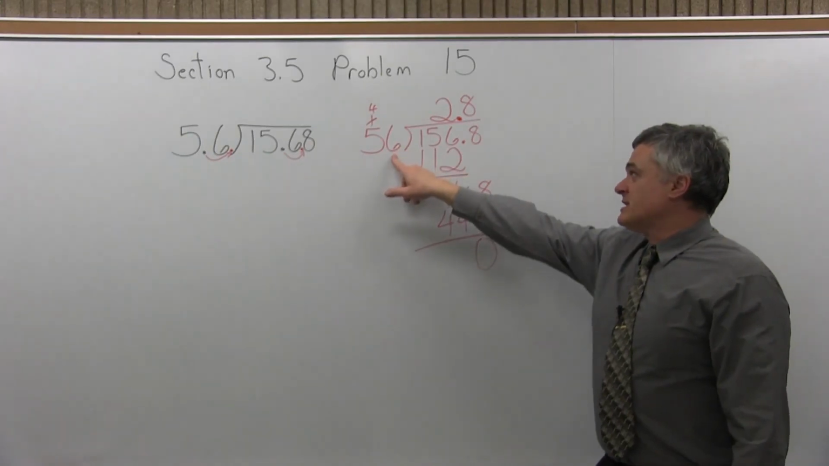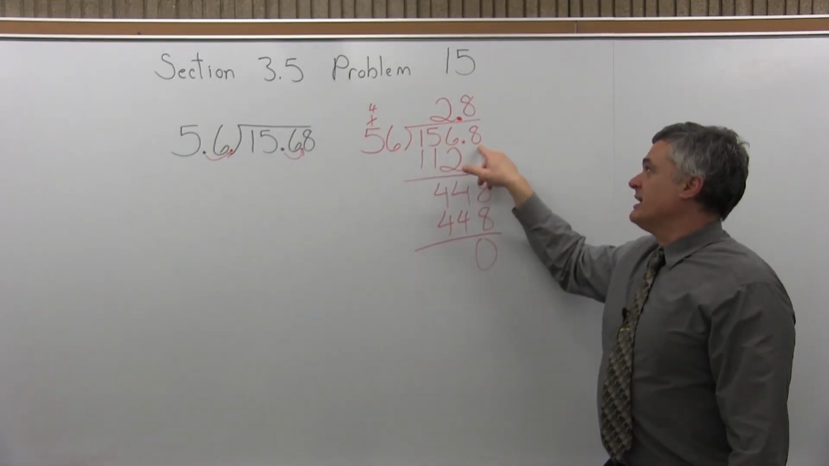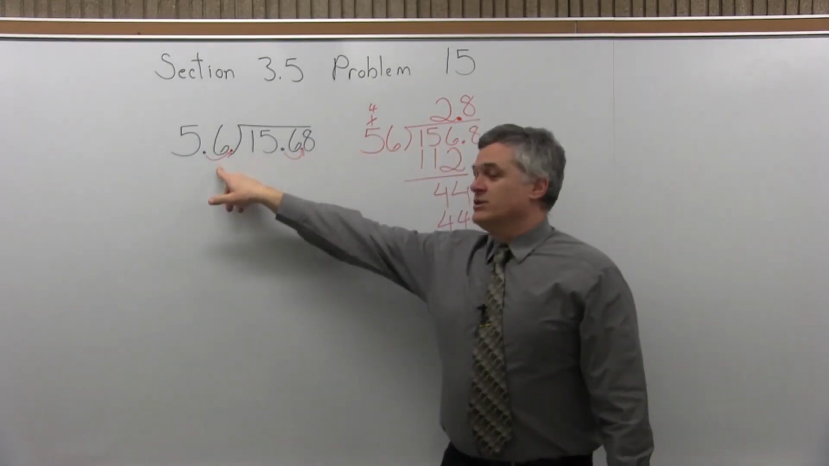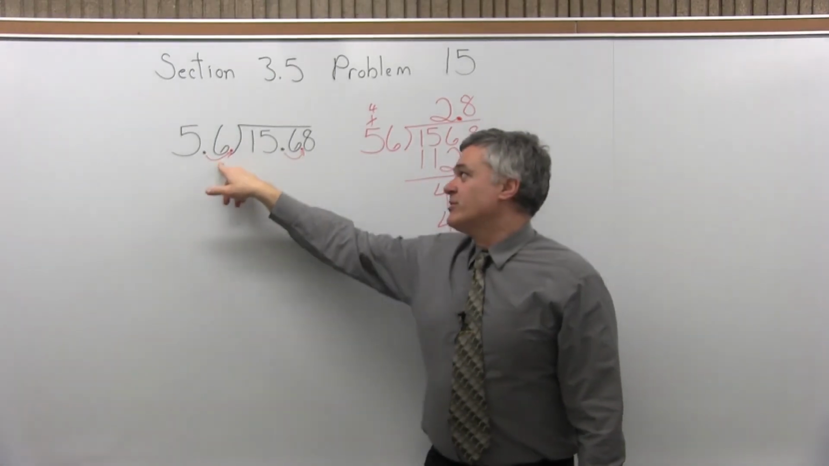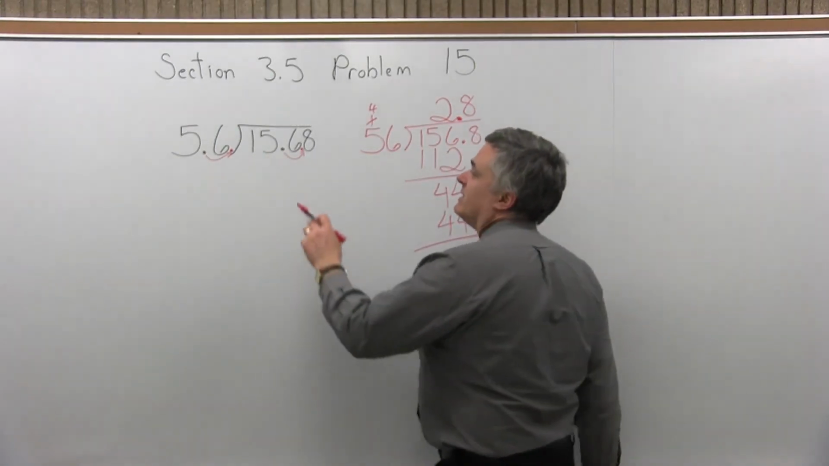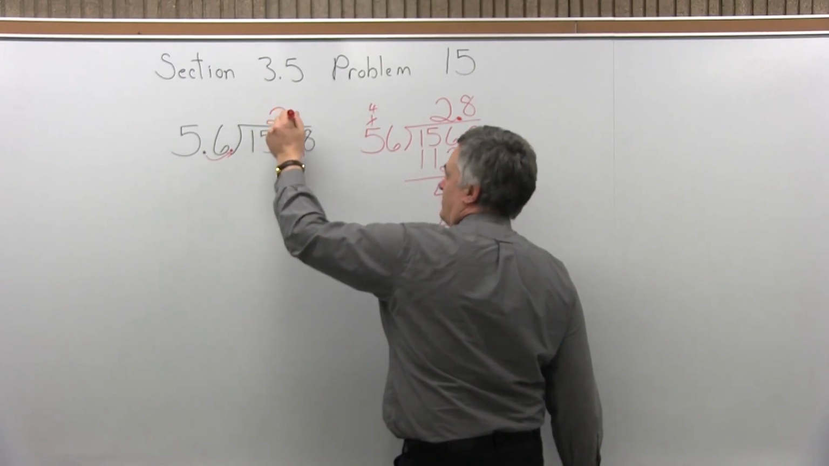The answer for 56 divides into 156.8 is 2.8. The answer to the original question is also 2.8. 5.6 divided into 15.68 will be 2.8.